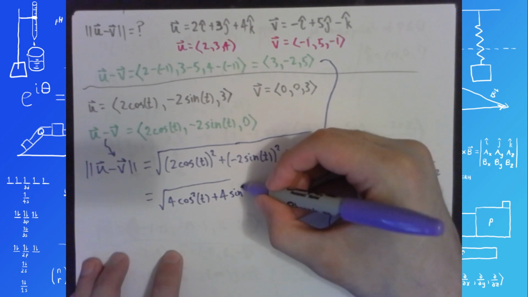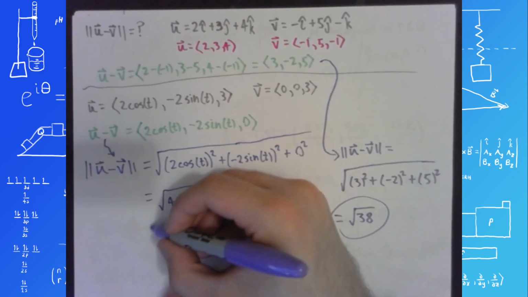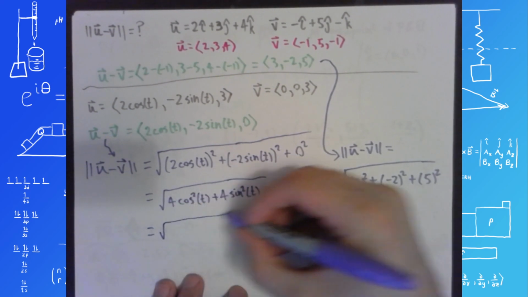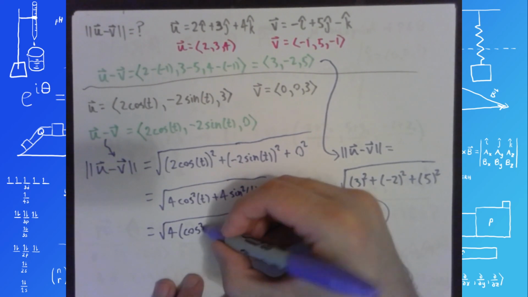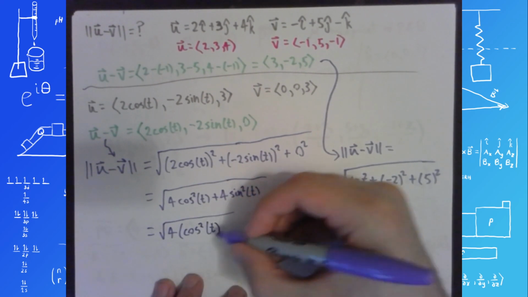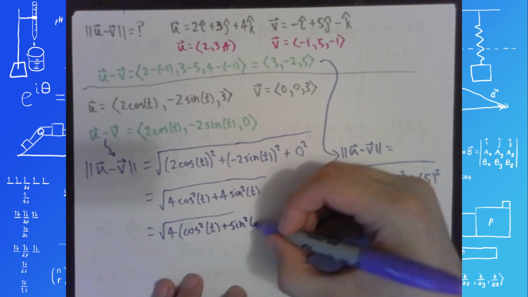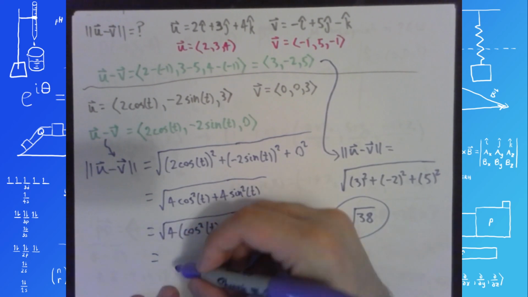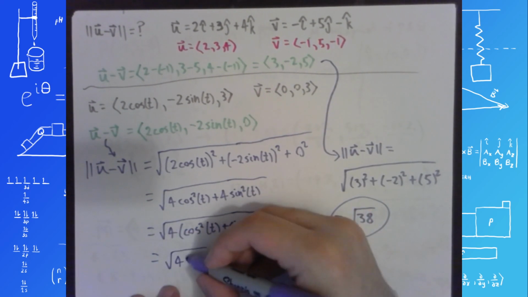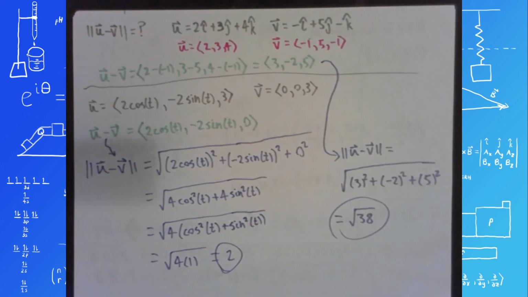We can factor out the 4. And if you know your trig identities, then you know that cosine squared of t plus sine squared of t is always equal to 1. So this reduces to the square root of 4 times 1, which is the square root of 4, which is 2. At least that one turned out to be a nice number.